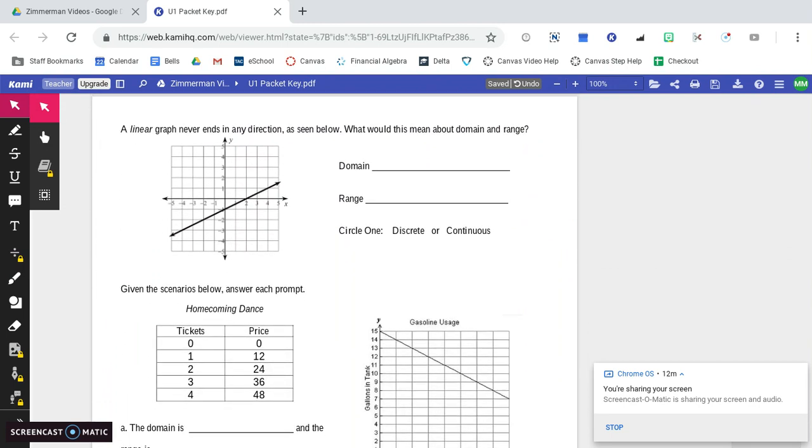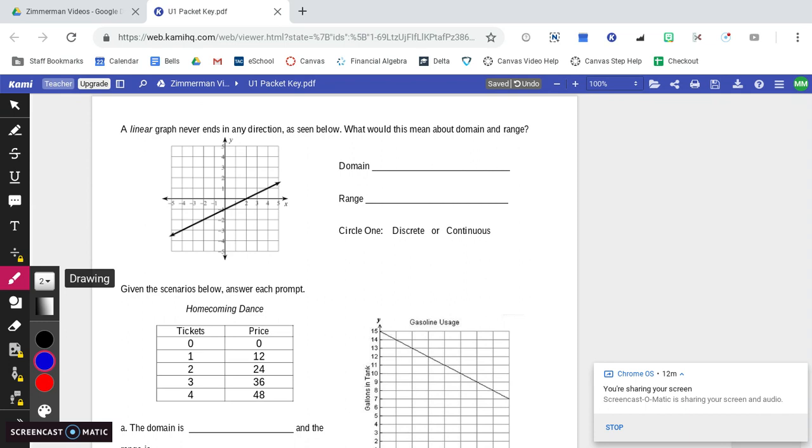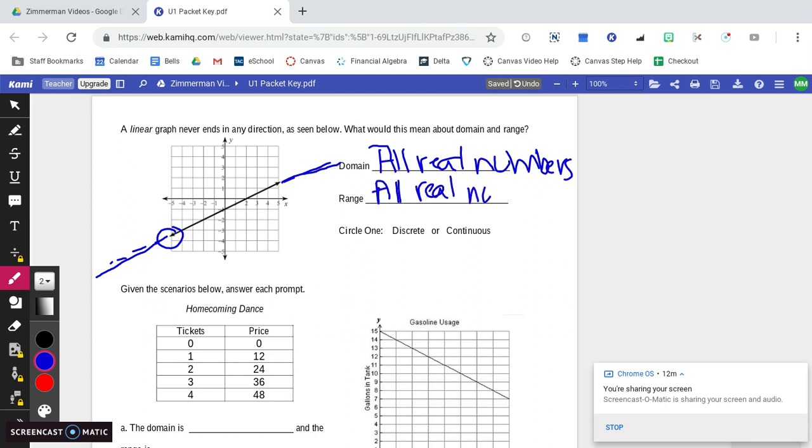A linear graph, a straight line, never ends in any direction, so we see that in this example. Like the domain of the last two graphs we discussed, it's all real numbers because the graph never stops moving left, it'll keep going, and it never stops moving right, it'll keep going. And this graph also just keeps moving down, down, down, and up, up, up. So the range is also all real numbers. This would be a continuous graph because all of the points of the line are connected by the line, and we could be drawing points all day long.